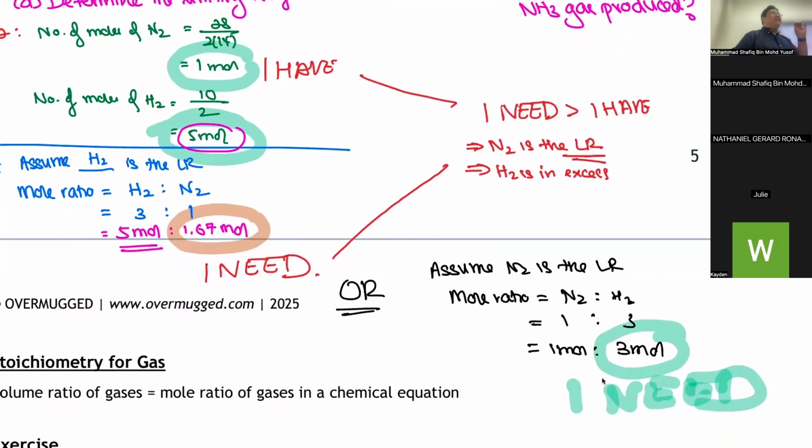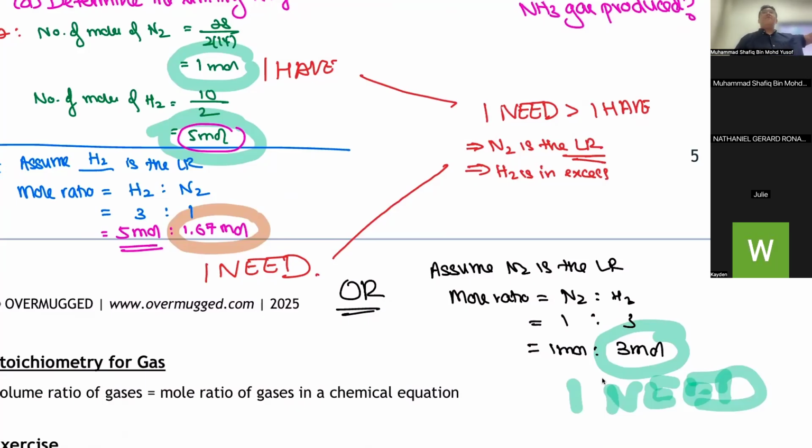So I repeat, limiting excess are important. You must do all this to show that these are the limiting or excess reagent. Okay, everyone, anyone questions? Limiting excess, very important. Then after that, what happened? Why is it important to determine limiting excess? Remember I mentioned, how much cake you make depend on who?